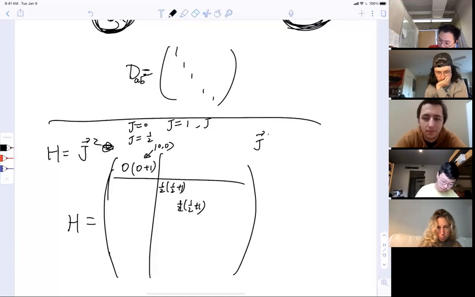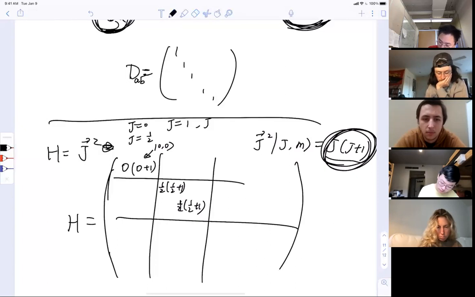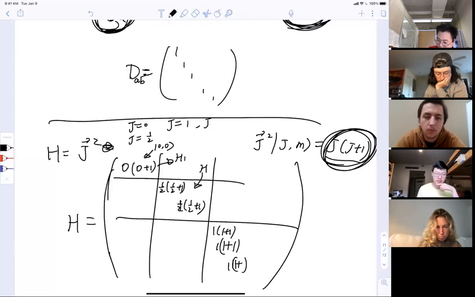H equals J squared acting on J, m equals J(J+1). So this is the eigenvalue. So this is a subspace. This is another subspace, a degenerate subspace. This is another degenerate subspace.